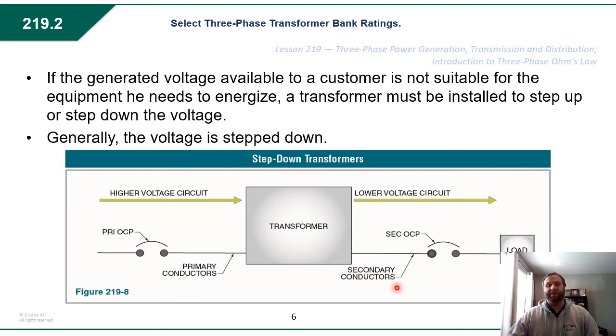The secondary conductors are on what you would consider the load side of the transformer. It's not really a line and load like you understand a disconnect, but it would be similar in its properties.